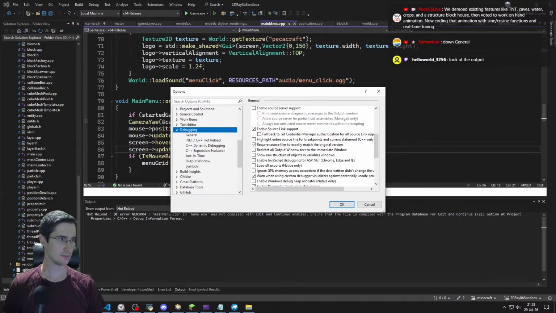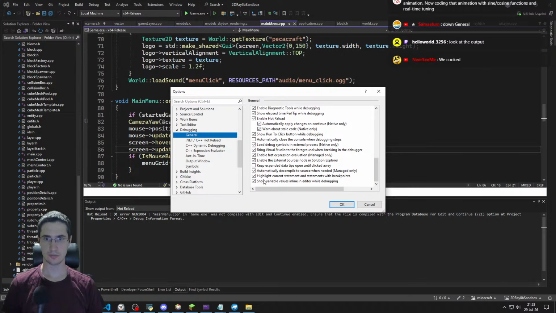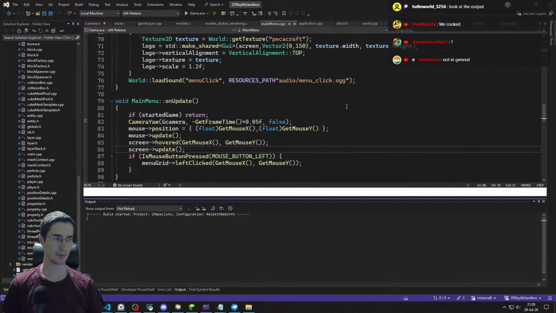Down in general, C++ hot reload is there. In general, okay. And hot reloading, where is hot reloading? Enable hot reloading. Automatically apply changes on continue. Yeah, okay, we've enabled it. It's enabled. So let's see the actual error, chat.